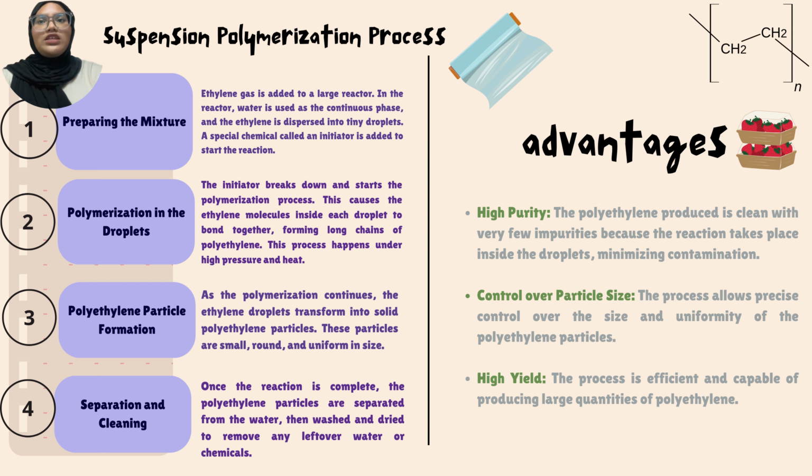There are three advantages of suspension polymerization. The first one, high purity. The polyethylene produced is clean with very few impurities because the reaction takes place inside the droplets, minimizing contamination. The second one, control over particle size. The process allows precise control over the size and uniformity of the polyethylene particles. Lastly, high yield. The process is efficient and capable of producing large quantities of polyethylene.